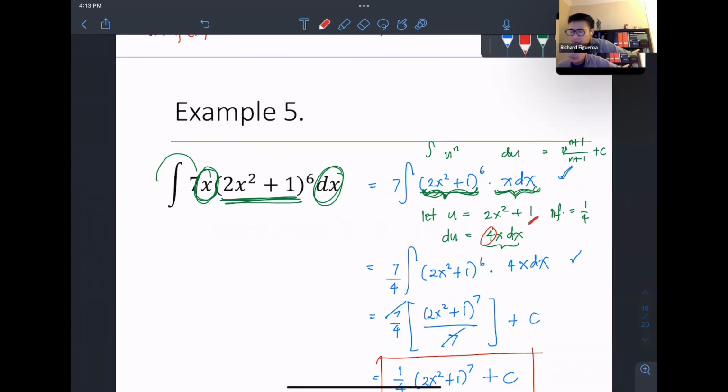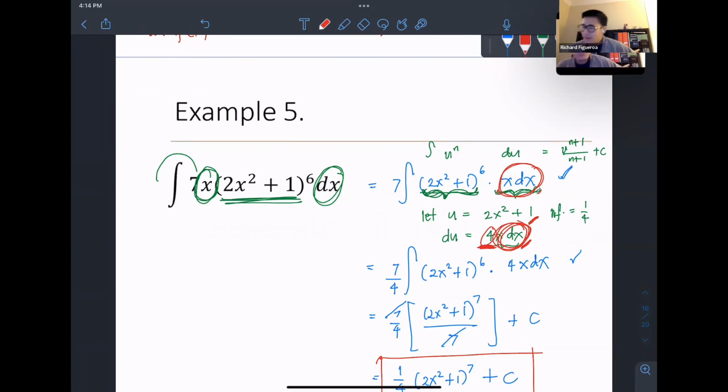When I derive 2x squared plus 1, the derivative is 4x dx. This is 4x dx, this is only x dx, but the variables are still the same. This is x dx, this is still x dx. The only difference is this 4. If that is the case, that is just fine. We can always neutralize the constant, or the coefficient, but never the variable.